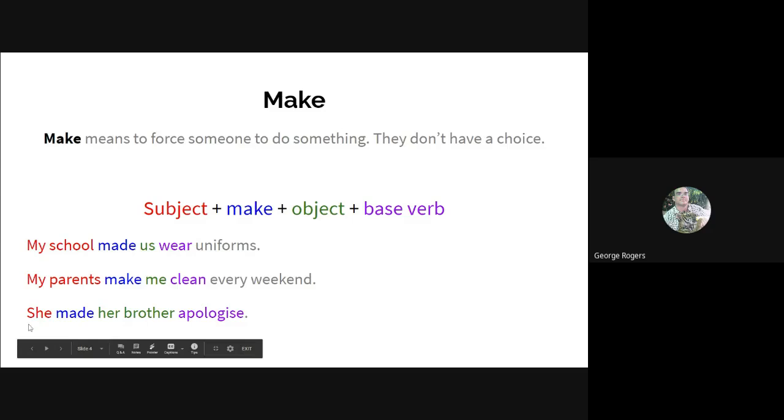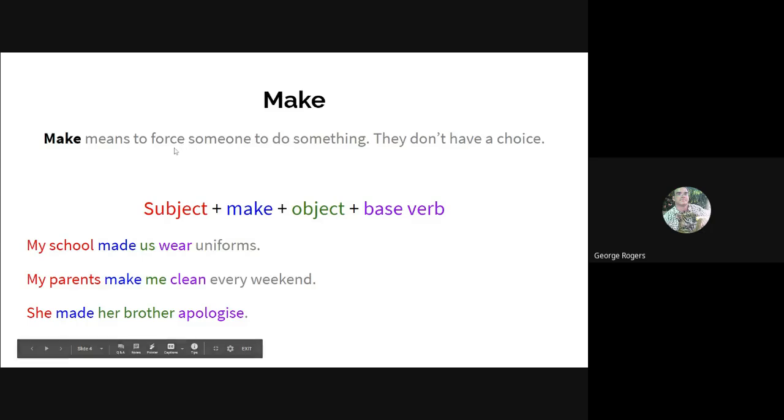Third example: she made her brother apologize. All right, so probably an older sister, that's about the only thing it can be here. So the brother did something wrong. Maybe he broke something, maybe he was too loud. So she made her brother apologize. Again, in the past tense.